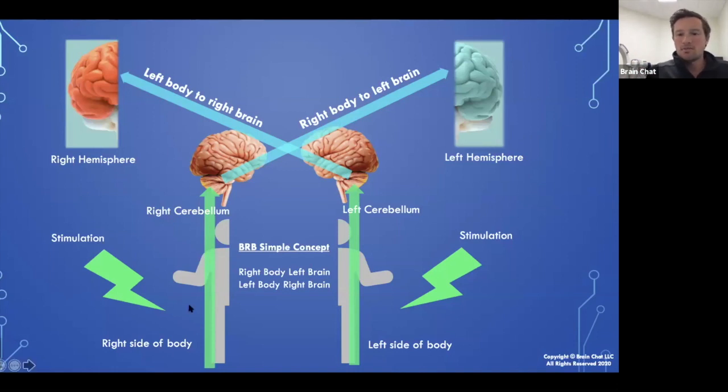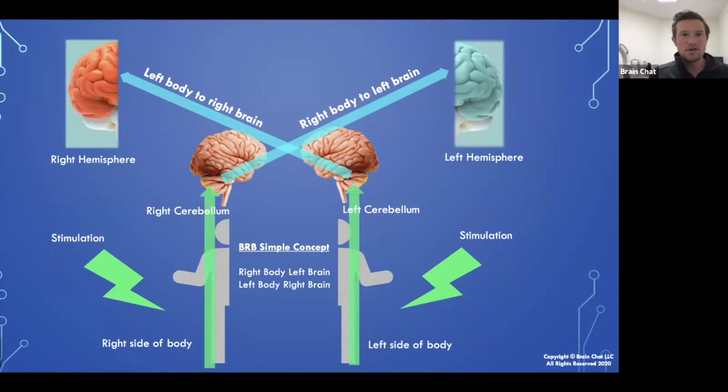And same with the left side of the body. So any type of stimulation or therapy or modality that you use on the left side of the body will travel up to the left cerebellum, and then it'll travel over to the right brain as a general rule. Not every single pathway is the same, but that's just a good rule of thumb to think about and to know and to have in the back of your head when you're doing different types of brain exercises.